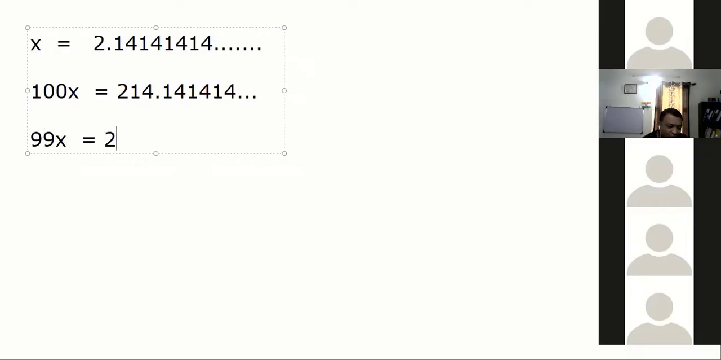214 minus 2, 212. After the decimal it has to be 0, right? x equals 212 by 99. That's it. How easy is that? And that proves the property that if numbers are repeating, then you can always write it as a fraction.